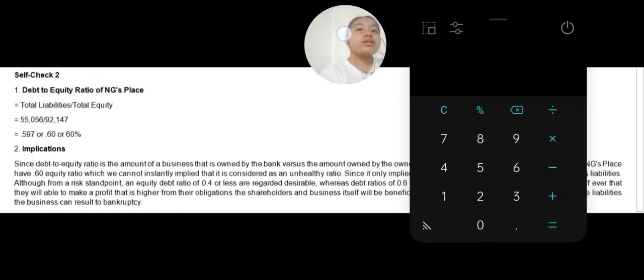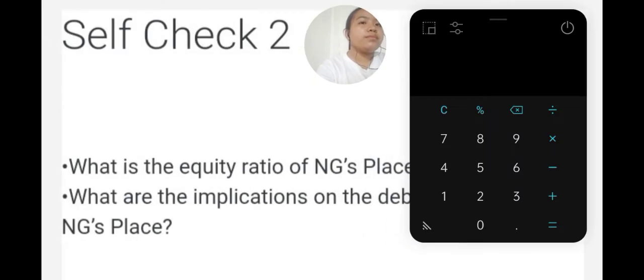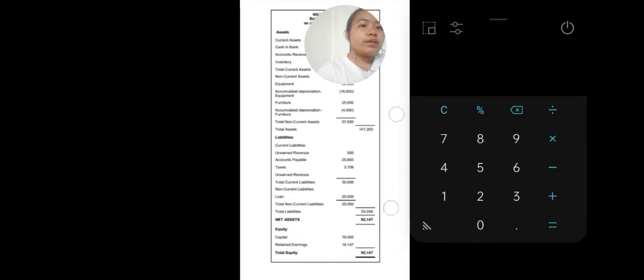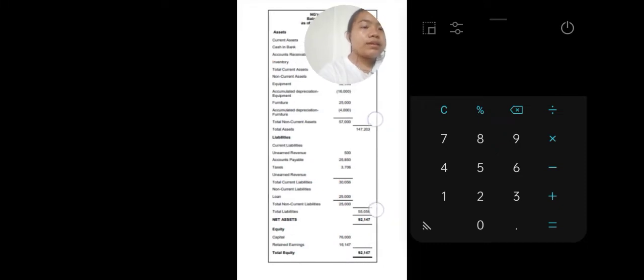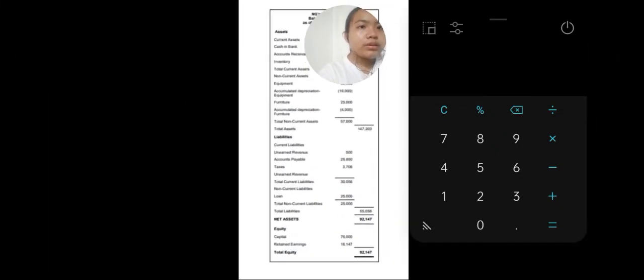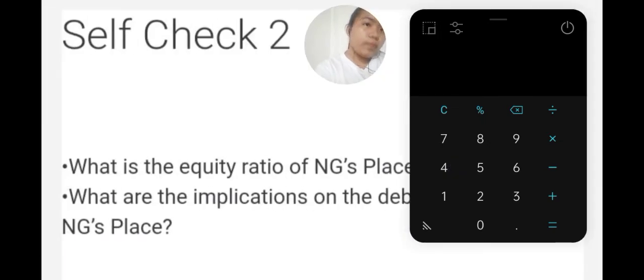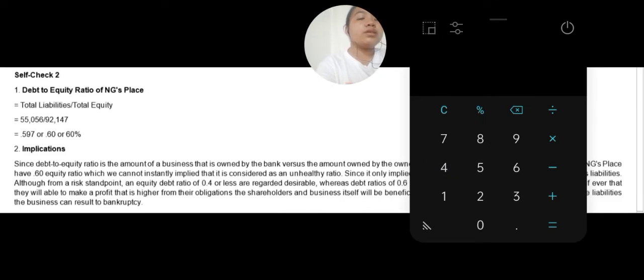There, as you can see, is the formula on how we are going to get the debt to equity ratio. We need to divide the total liabilities by the total equity. Here, based on the financial report given, we base the answer. So let's go back to the answers.